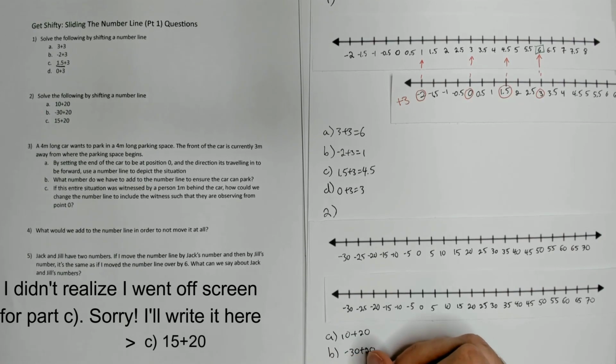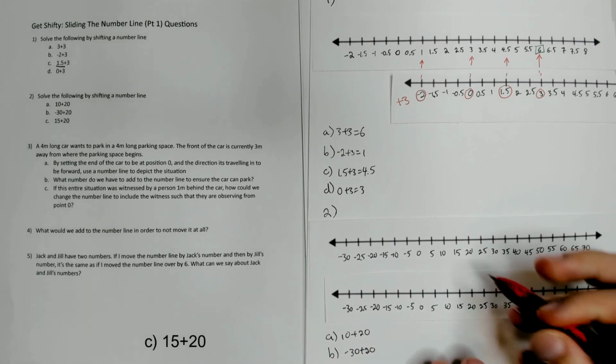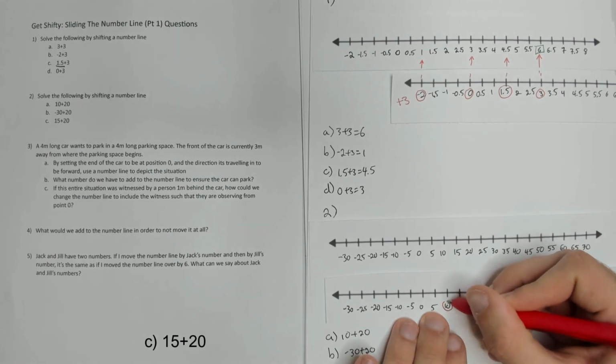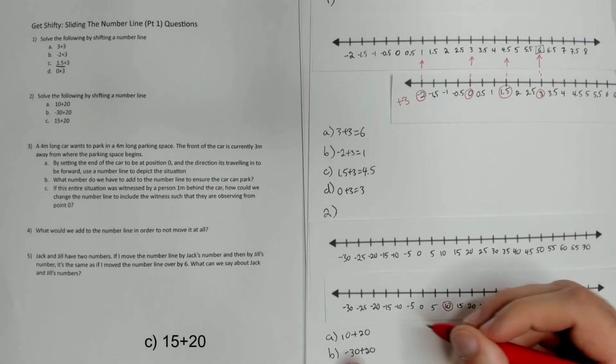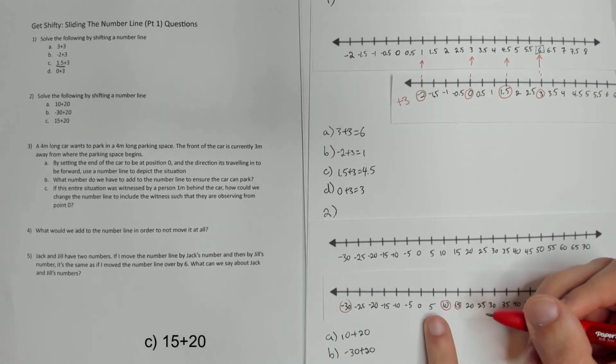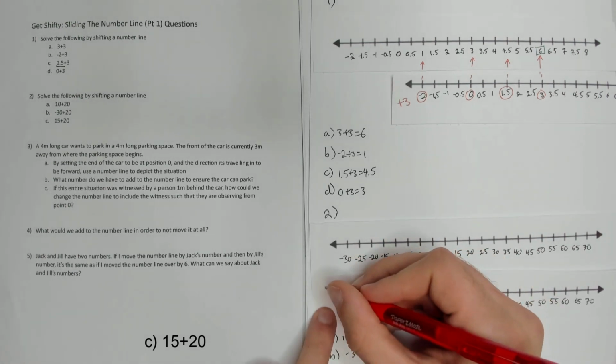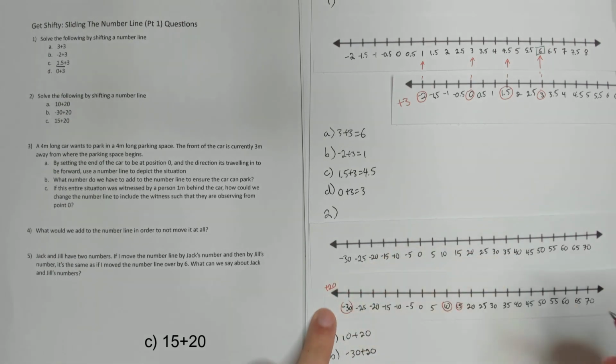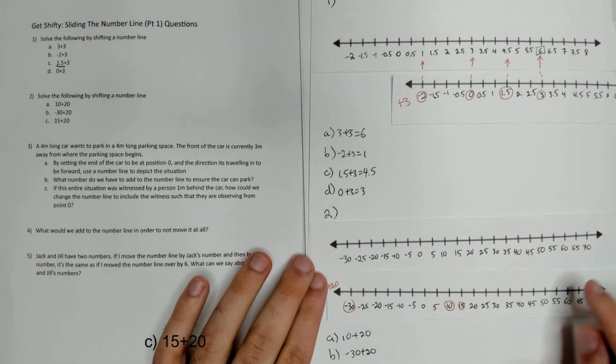So for this one, we're going to look at 10 plus 20, negative 30 plus 20, and 15 plus 20. So first of all, we have 10 here, and then negative 30 is down here, and then 15 is over here. And we're adding 20, which means we're going to be adding 20 to the entire number line, which means we're going to shift it over by 20.